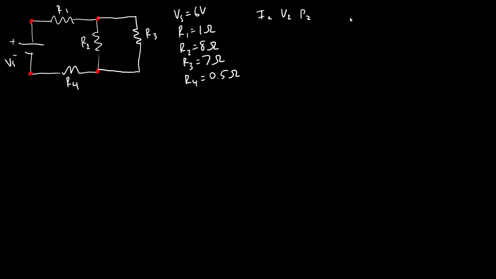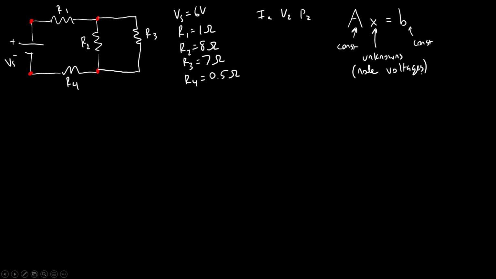Our goal of node analysis is going to be to get a system of linear equations that we can represent in matrix form, AX equals B, where A and B are filled with constants that we know, and X is our unknowns, which in this case are going to be our node voltages, which we are going to define as variables.